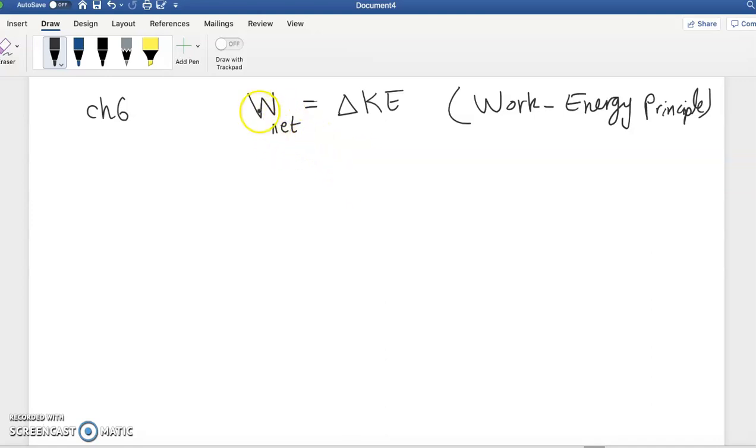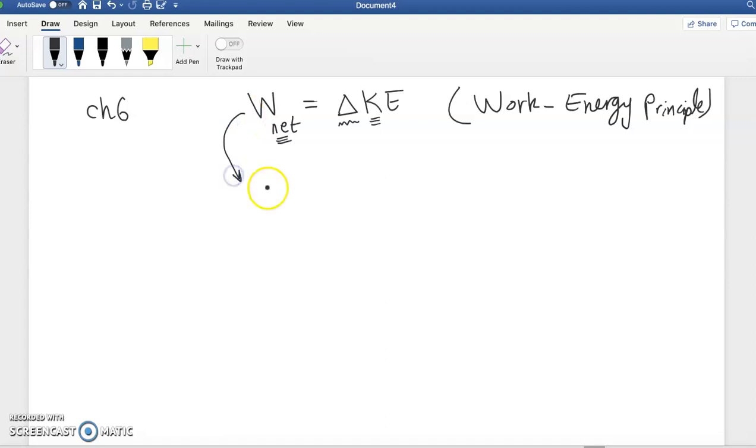The work energy principle is the relation between work and energy, but which work? It's the net work. Which energy? The kinetic energy. Which kinetic energy? The difference in the kinetic energy. So we have actually three main points. It's not only the work, it's the net work. It's not any energy, it's the kinetic energy, and it is the change in the kinetic energy. So this is called the work energy principle.